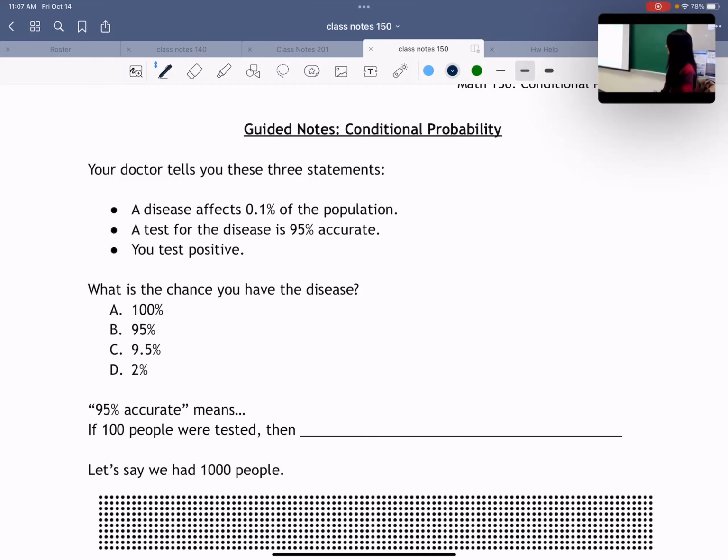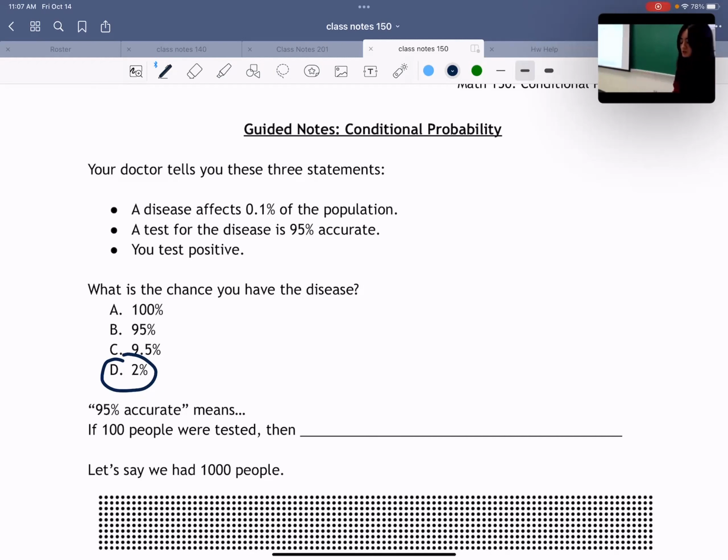Okay, I'm going to tell you what the answer to this question is. The answer to this question is actually 2%. Very not intuitive, right? It doesn't seem like the answer could be 2%. How could this test that's 95% accurate test you positive and you still have only a 2% chance of having the disease? That doesn't seem right. Let me first tell you what the test actually means, and then we can figure out why it's actually 2%.